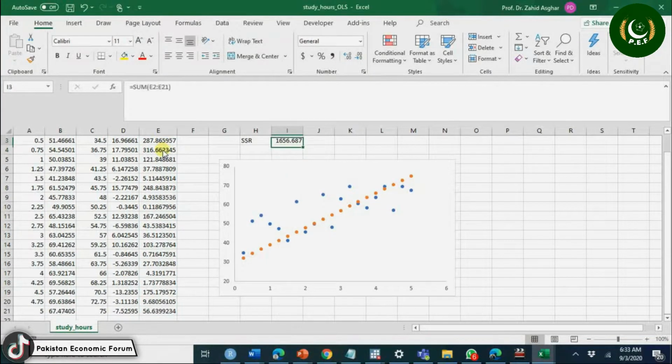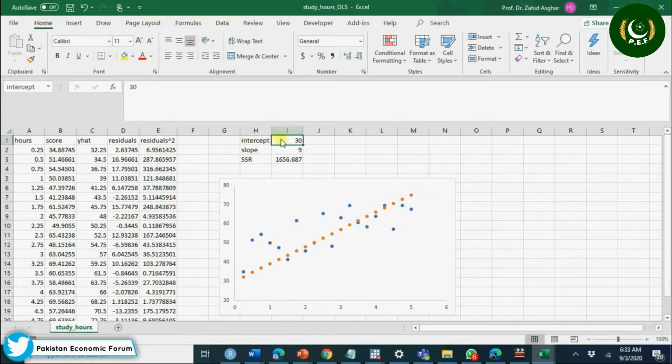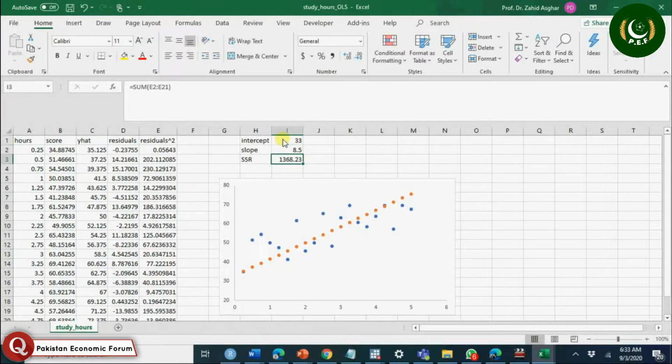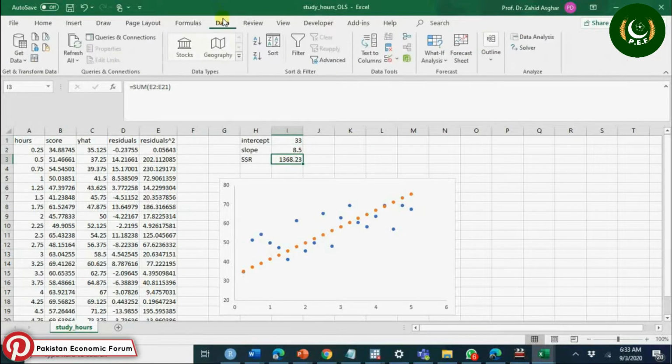If you look here, if you take it 31, the sum of squares of residuals comes to 1562. If you take 30, the sum of squares of residuals is 1656. If we take 33, the sum of squares of residuals further decreases. Similarly, you can say 8.5, the sum of squares of residuals further decreases. Which values should be picked? That's the name of the game. The formula you use basically provides you the intercept and slope values such that this sum of squares of residuals is minimized. Let's do it through the system.